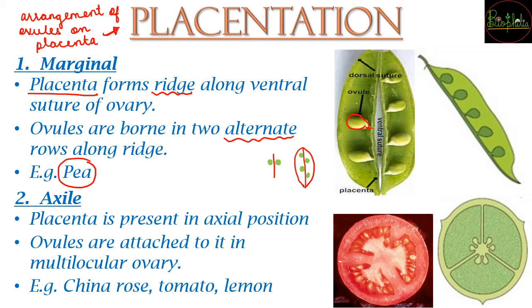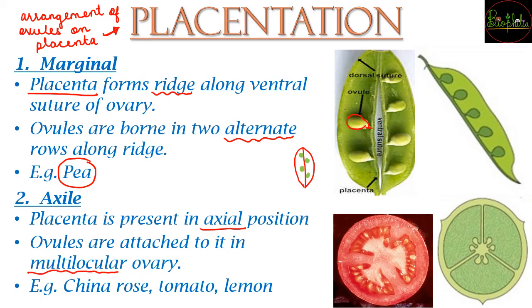So such type of placentation that is found in peas is going to be called marginal placentation. Second one is going to be the axial placentation, which tells you that it will be in the axial position. What is the axial position? That means these are going to arrange themselves into a multilocular ovary.